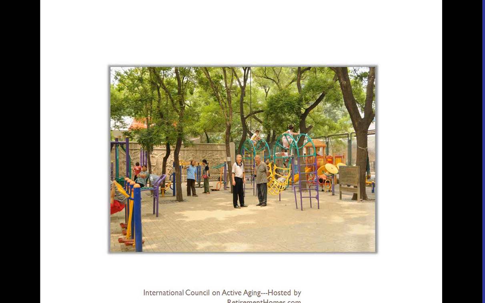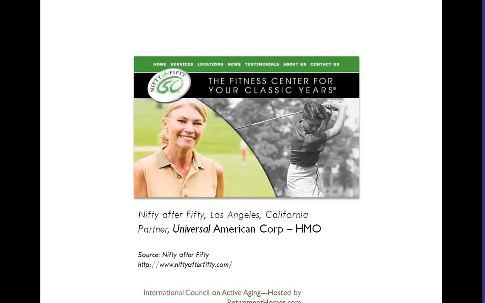So moving forward, the next slide, this is a non-industry example of what is occurring. This is a chain of health clubs called Nifty After 50. The reason I show this is that this is a model that is occurring and will continue to occur, and can you tap into this?